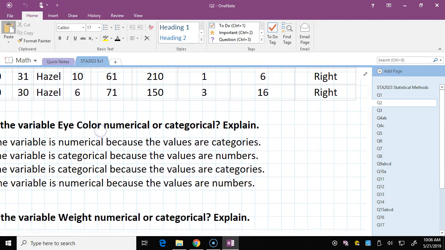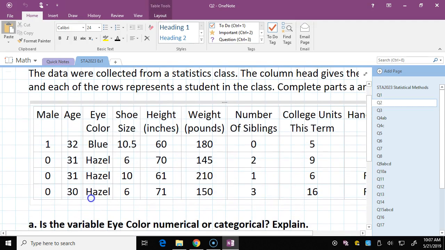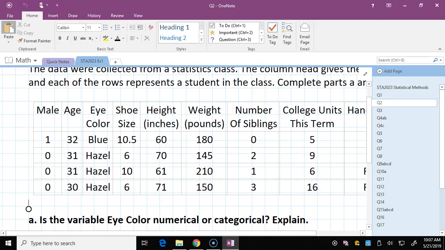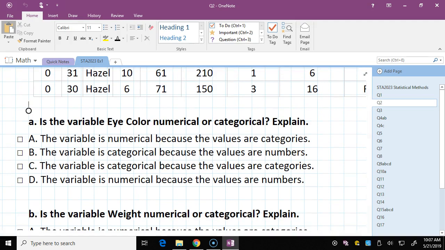So part A says, is the variable eye color numerical or categorical? And then explain. So, eye color. What do you think? Definitely categorical, right? Because, I mean, we have words. When you have words, you are definitely going to be categorical. Okay? So now when we come down here, we know that it's categorical, so it's got to be either B or C. So we got to figure out, well, which one is it going to be for sure?